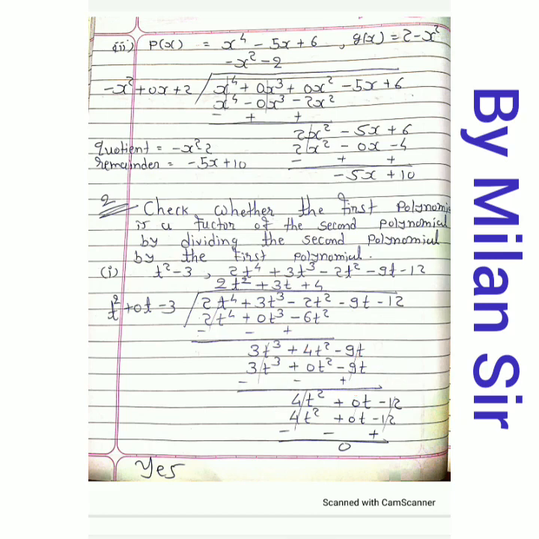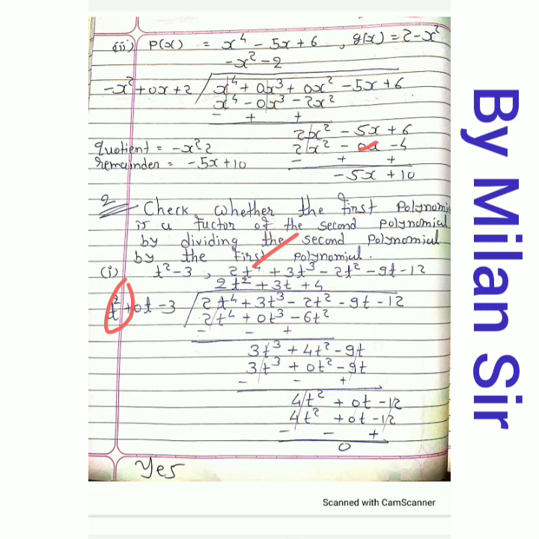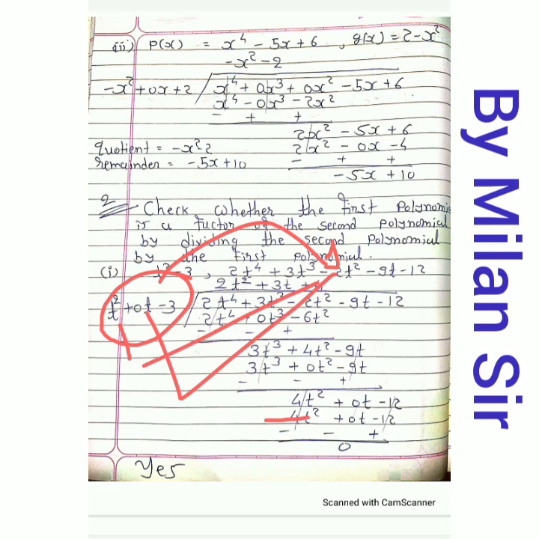Now again the same process, first term with first term. So 4t square by t square, t square cancel. So our answer is 4, that I have written here in the answer. Again the same process, we need to multiply the whole polynomial by plus 4. So first of all t square into 4 is 4t square, then 0t into 4 is 0t, and minus 3 into 4, plus minus minus 12, 4 threes are 12.